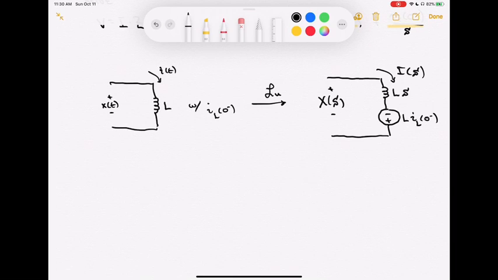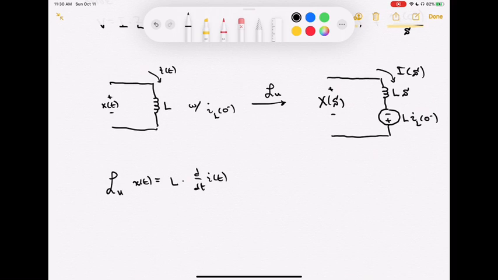What do we know about an ideal inductor? We know that its voltage, which we took here as being x of t, is equal to what? The inductance times the time derivative, so d/dt, of the current i of t. That's just ideal inductor behavior. That's how we define an ideal inductor.